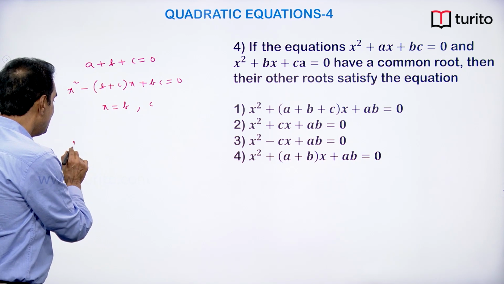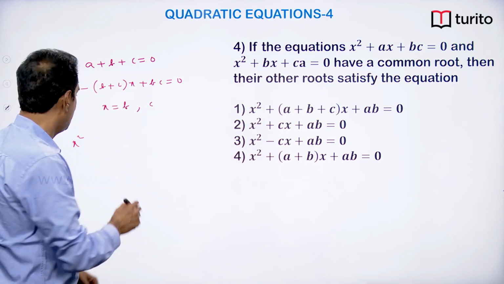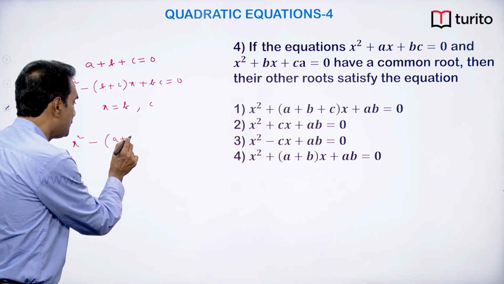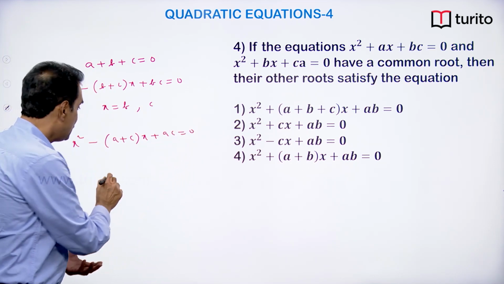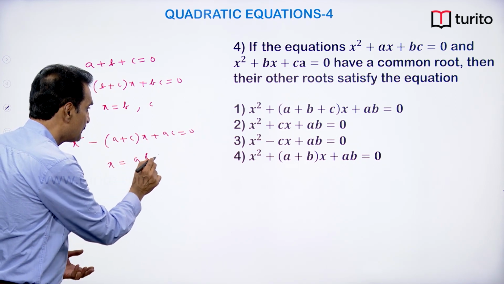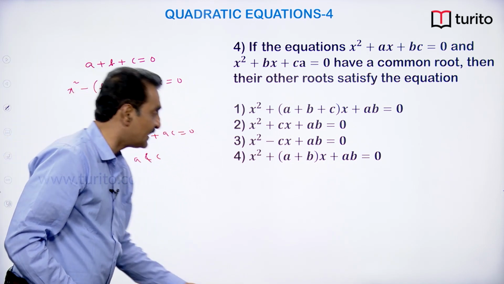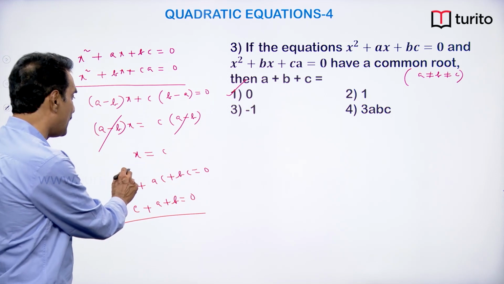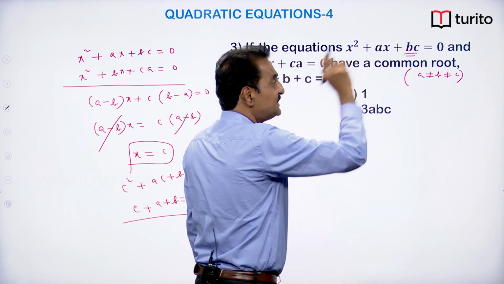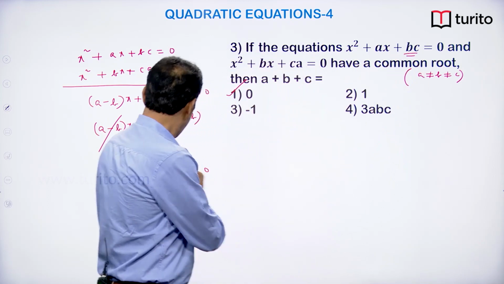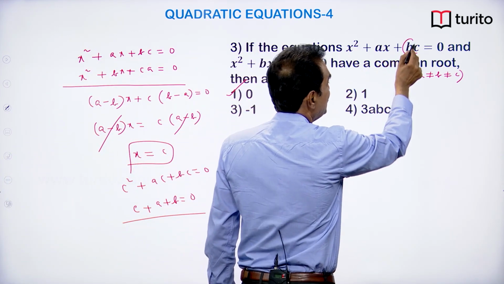Similarly, in the second equation, if we substitute b from this as minus of a plus c, you will get x square minus of a plus c into x plus ac is equal to 0. What are the roots? a and c. So, clearly the common root is c, or no need to calculate like this. Already in the previous calculation, we got the common root as c. Product of the roots of the first equation is bc. Common root is c. So, what is the other root? b. Other root of the first equation is b.